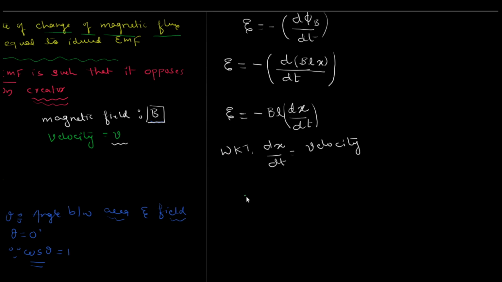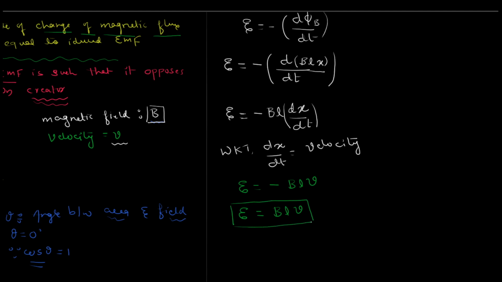So therefore I can write the expression for EMF, from the previous equation, as minus B L into dx by dt. I can write it as V. Don't worry about the negative sign. The negative sign is only going to tell us the direction of induced EMF, about which we'll be discussing in the very next section. But for now, if we are only interested in the magnitude of induced EMF, that induced EMF is simply B into L into V, and this is the expression for motional EMF.